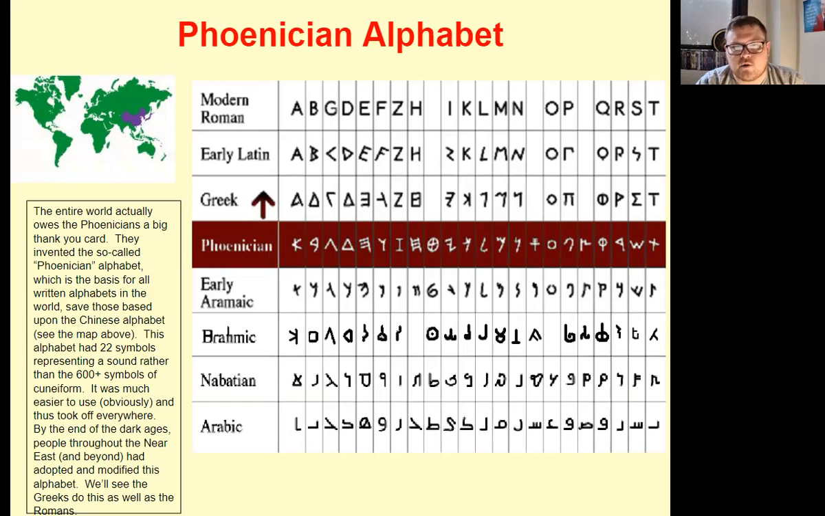So Greek, Latin, and early Roman languages. The Chinese system has over 600 symbols, while the Phoenician alphabet was much easier to use, and thus it took off everywhere. By the end of the Dark Ages, people throughout the Near East and beyond had adopted and modified this alphabet. We'll also see the Greeks do this as well as the Romans.